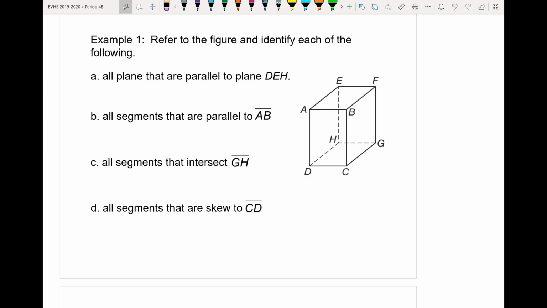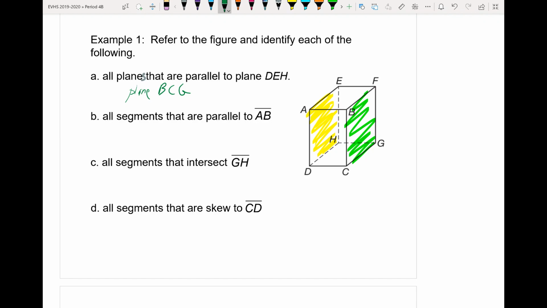We want to find all planes that are parallel to plane DEH. Well, which one is DEH? Which plane is it? Left, right, top, or bottom? Left side. Okay, there's plane DEH. Which planes are parallel to that? Yeah, just my right side over there, which is plane BCG. Pick 3 points on there that are non-collinear and you're good.